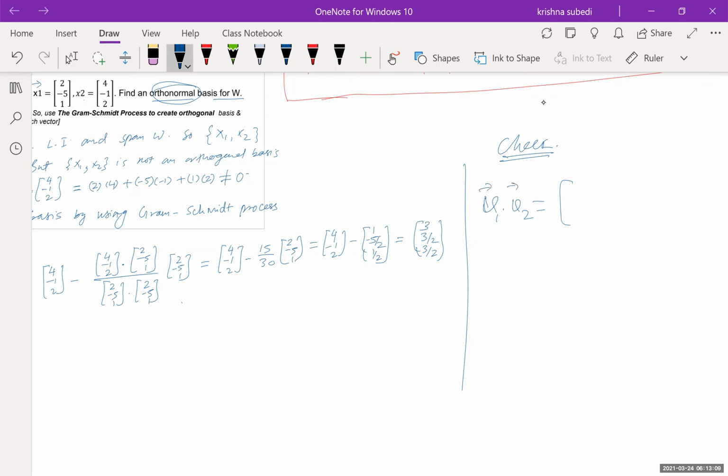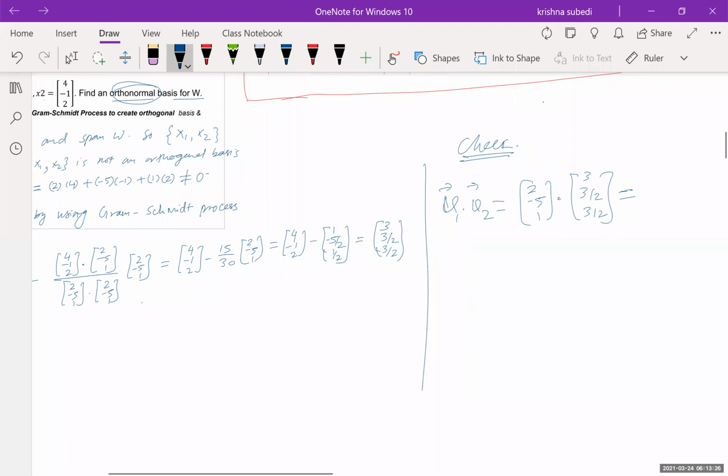We just want to check that our calculation is right. So v1 is (2, -5, 1) dot v2 is (3, 3/2, 3/2). Can you check whether this is 0 or not? If it is 0, then that's what we're looking for. If it is not 0, that means we made some error in the process. So clearly it is 0.